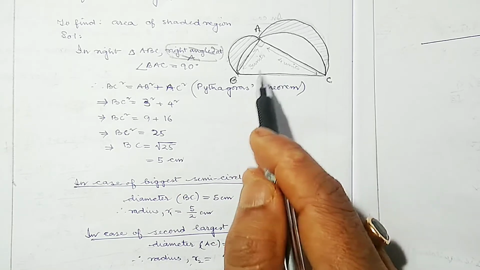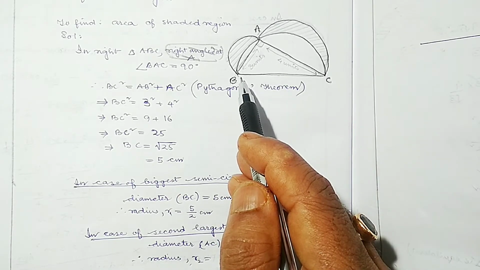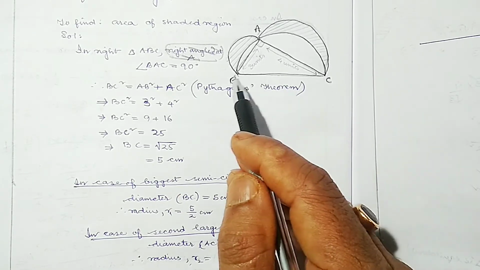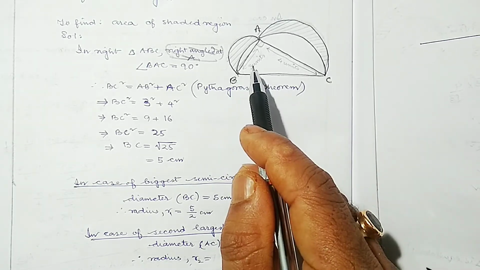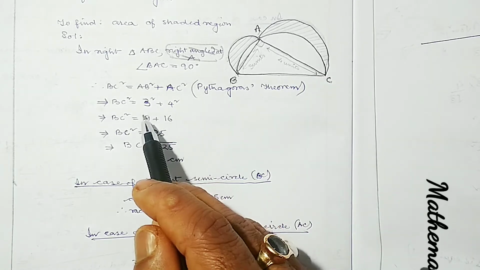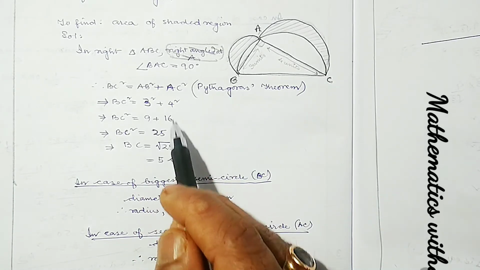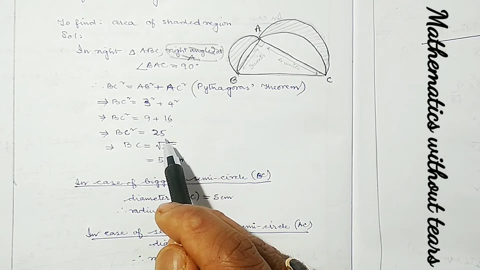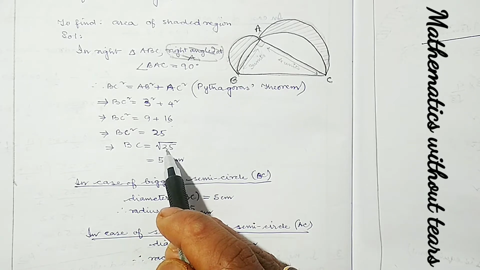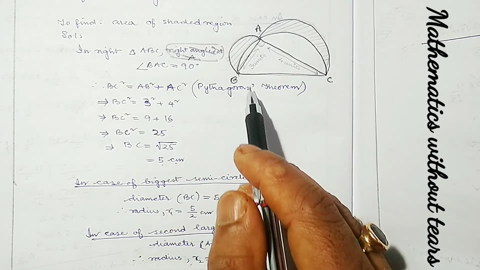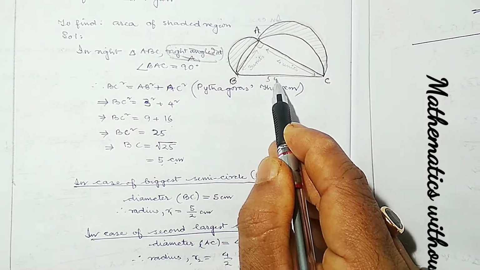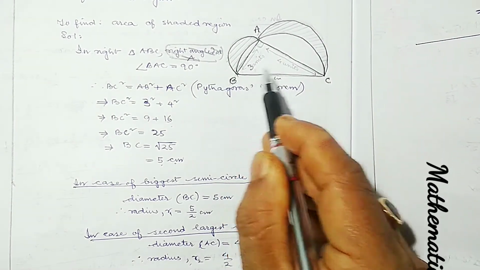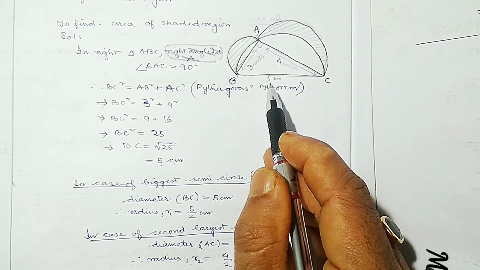In this triangle it is the hypotenuse, so using the Pythagoras theorem BC square is AB square plus AC square. Now BC square equals 3 square plus 4 square, and here 3 square is 9, 4 square is 16, 16 plus 9 is 25, so BC will be root over 25, that is 5 cm. That means this length B to C is 5 cm. So this one is 3, this one is 4, and this one is 5.